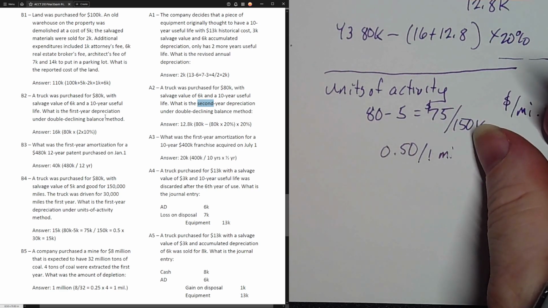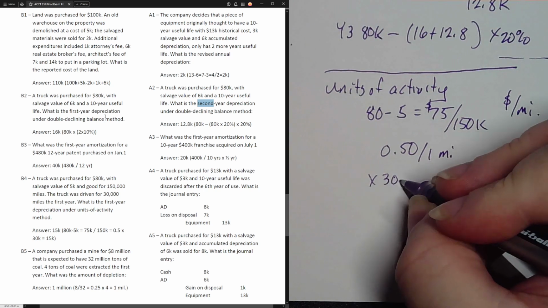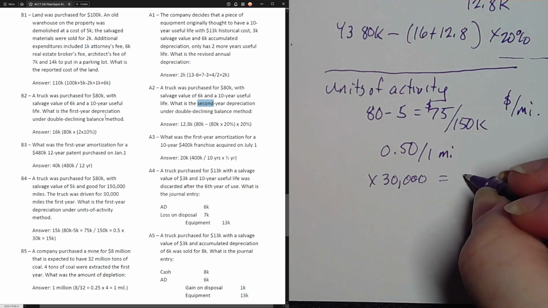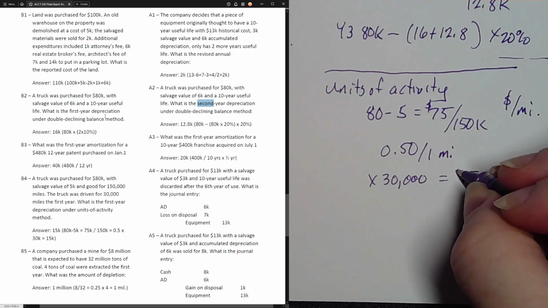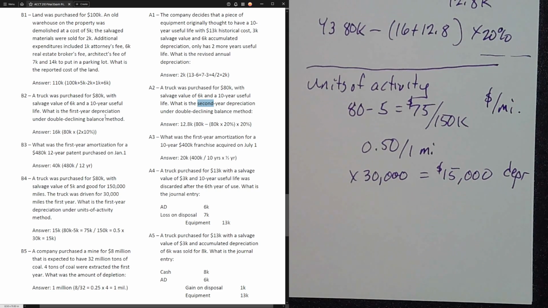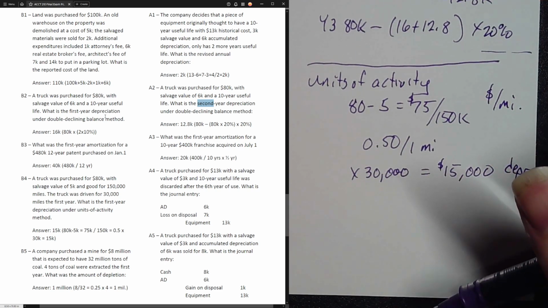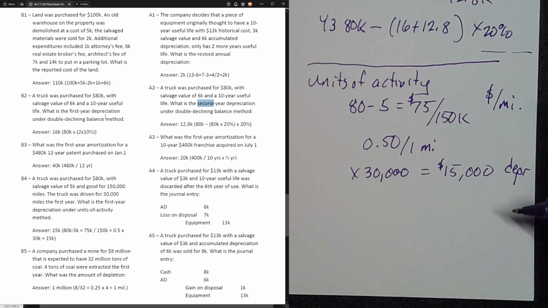So if I drove the truck for 30,000 miles, well, 50 cents times 30,000 miles is going to be a depreciation amount of $15,000 for the first year. And that's why I say, once you know how to do the first year, you know how to do every year after that. You figured out the 50 cents, then you look at how, if we drove it 50,000 miles next time, it would be $25,000 depreciation, et cetera, et cetera.